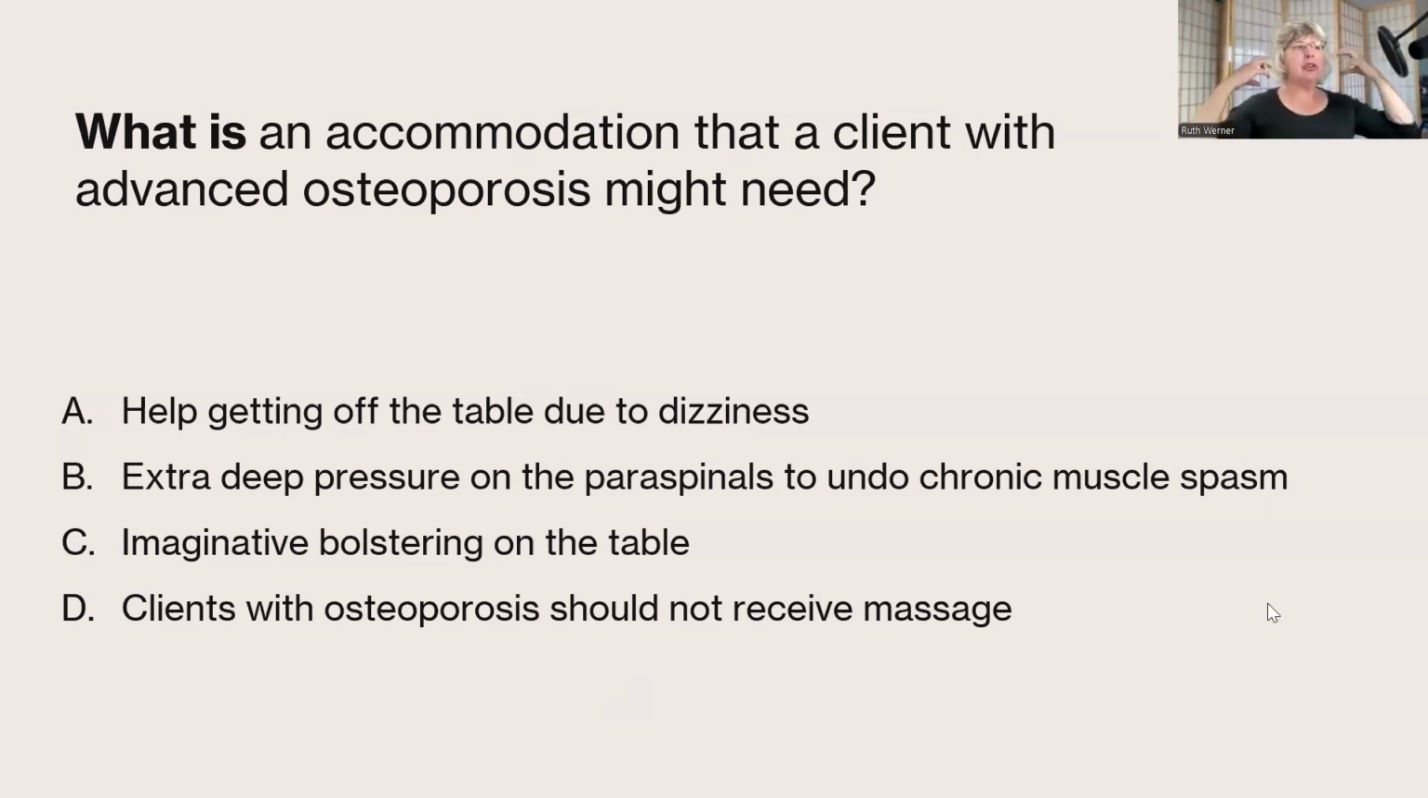C, imaginative bolstering on the table. So you've got something under her neck, and something under her shoulders, and something under her knees. All of these things help her feel nested on the table, safe and secure. That's a good answer. And D, clients with osteoporosis should not receive massage. There's no reason people should not receive massage if they have osteoporosis, if the massage can be done safely. And we do that safely by using good, careful pressure and imaginative bolstering.